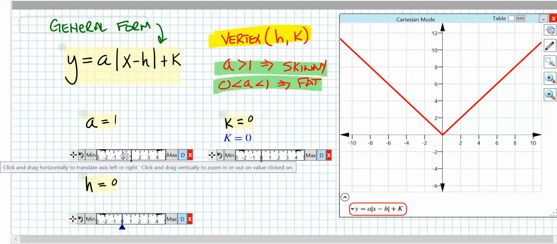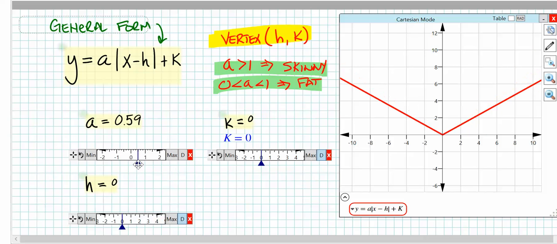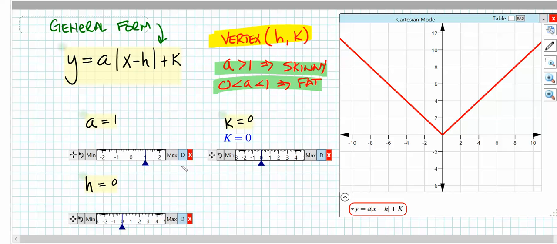And then look what happens if my a is between 0 and 1. So I'll go non-discrete values, and if it's between 0 and 1, check it out, it's going to get wider. Okay, so it looks like I've flattened out. That's a vertical stretch. So look, we have a 0.57 that's between 0 and 1, and we have a wide graph here. So I'll move this back to 1, just so you can see.